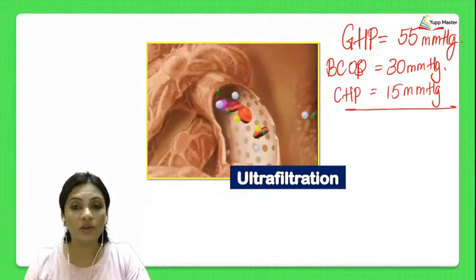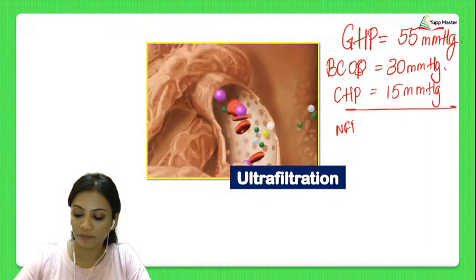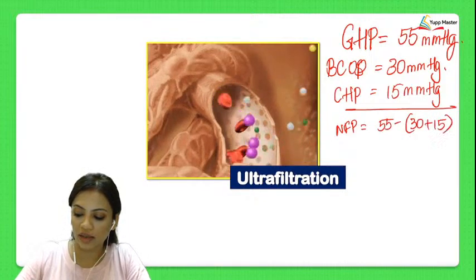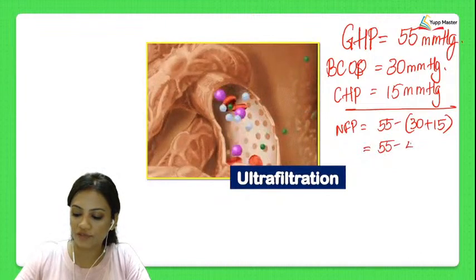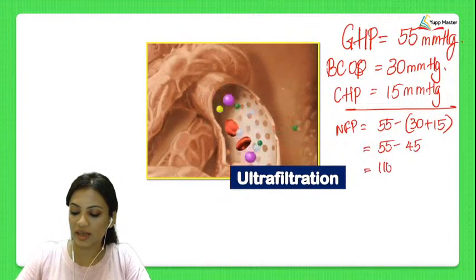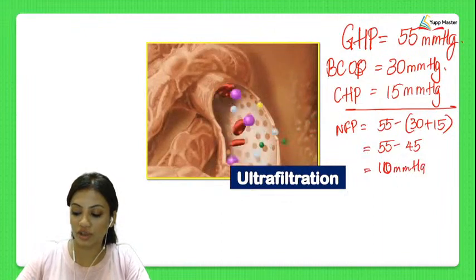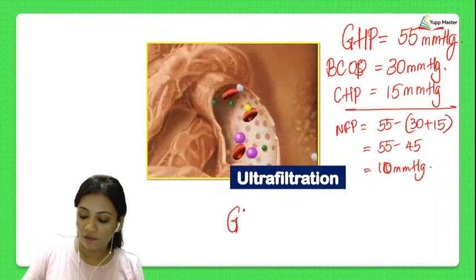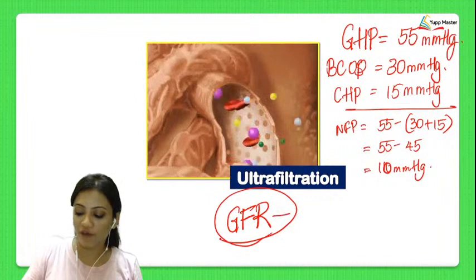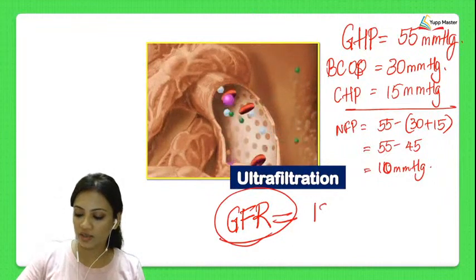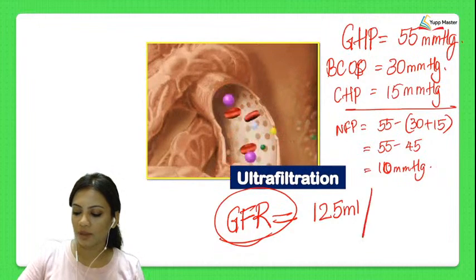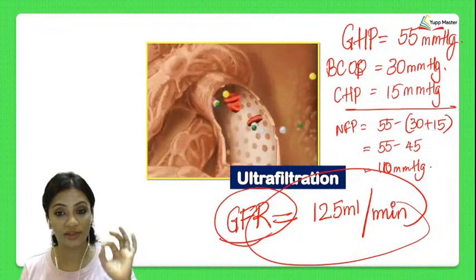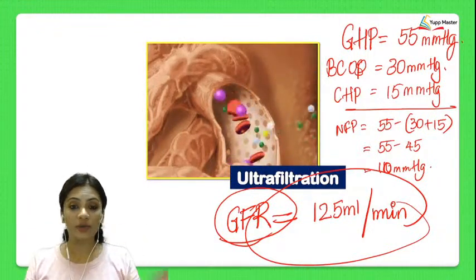Okay, so total what do we have? The net filtration pressure is 55 minus 30 plus 15, that is 55 minus 45, and that would be 10 mm of Hg. All right, and the most important thing you need to remember: what is glomerular filtration rate? The GFR. How much is GFR per minute? It is 125 ml per minute. This is a value which you need to remember. GFR is 125 ml per minute. Okay, so that is done with ultrafiltration.